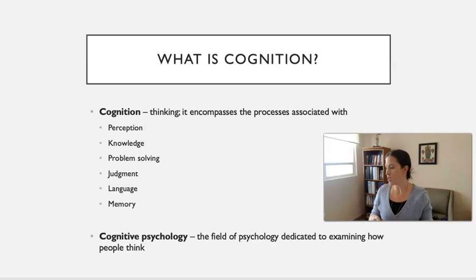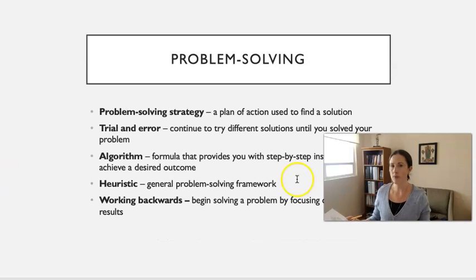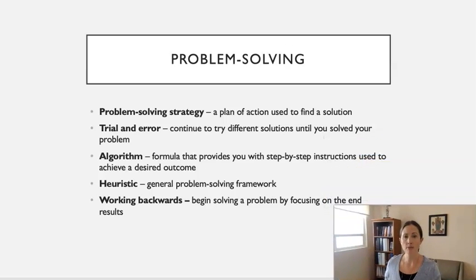Again, for this chapter, we are going to talk about problem solving and intelligence. Those are the two things we are going to talk about connected with this. First, we'll do problem solving. Problem solving is ways to solve problems.